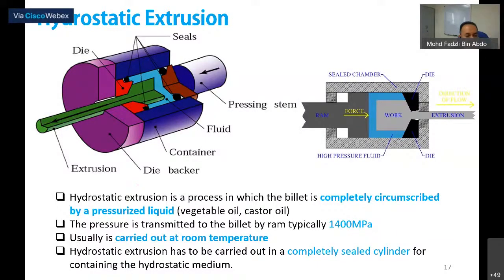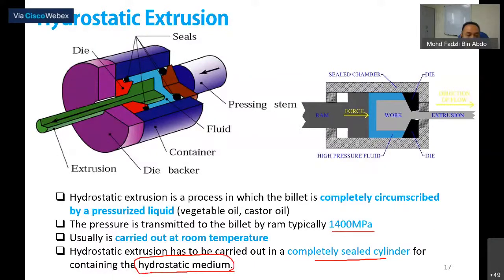Okay. Hydrostatic extrusion is a process in which the billet is completely circumscribed by a pressure liquid, vegetable oil or castor oil. And then the pressure is transmitted to the billet by a ram, typically 1400 megapascal. Usually it is carried out at room temperature. Hydrostatic extrusion has to be carried out in a completely sealed cylinder for containing the hydrostatic medium.